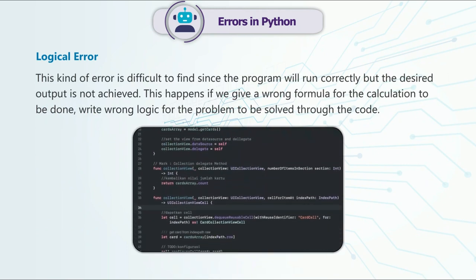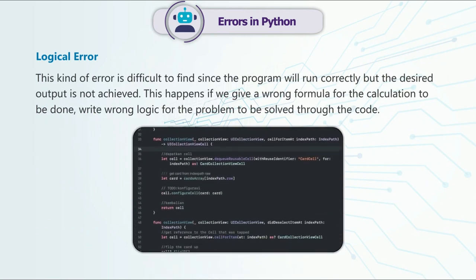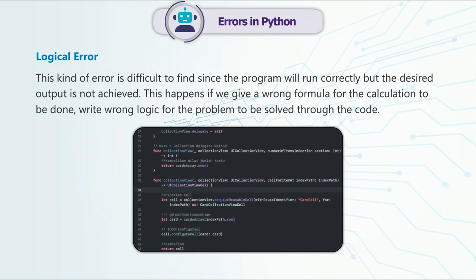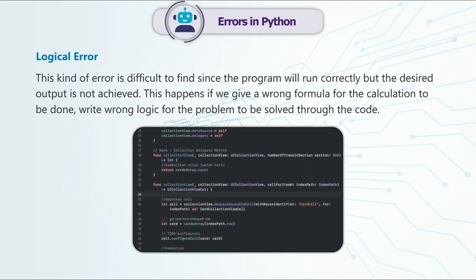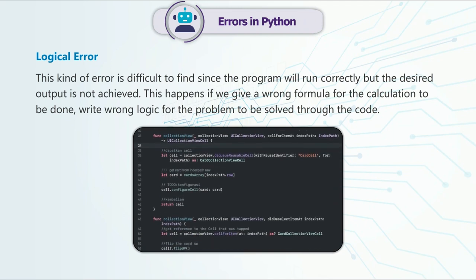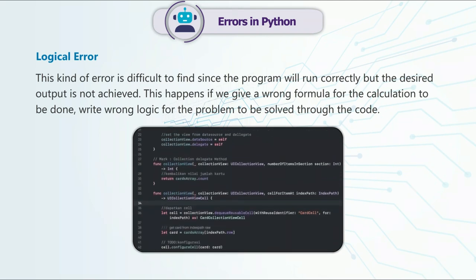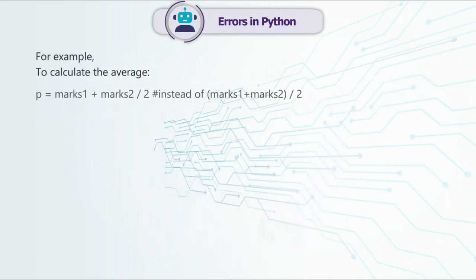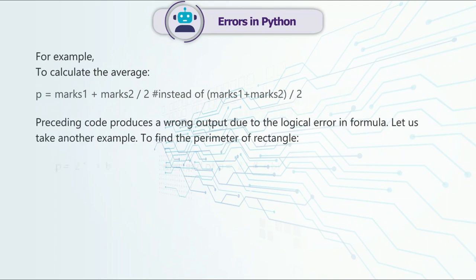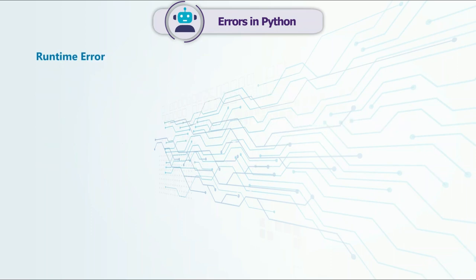Logical error. This kind of error is difficult to find since the program will run correctly, but the desired output is not achieved. This happens if we give a wrong formula for the calculation to be done, or write wrong logic for the problem to be solved through the code. For example, to calculate the average, the preceding code produces a wrong output due to the logical error in the formula. Let us take another example to find the perimeter of a rectangle.